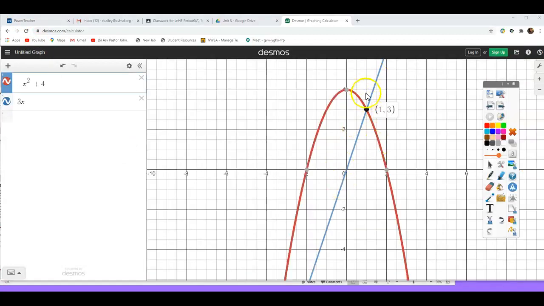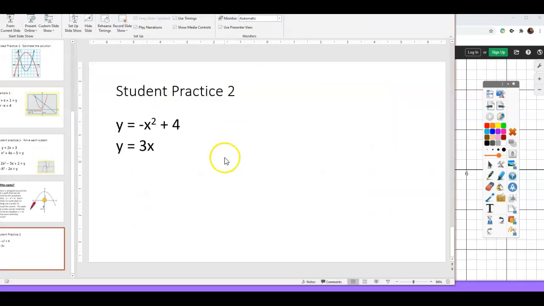And there you go. The blue line represents the 3x, and the red line represents the negative x squared plus 4. And you could just click on the place where they're crossing, and it tells you the answer. The answer is (1, 3). And you could have done that with our other problems that we did today too. But once again, on your homework and on your test, I still want you to show the work. You're welcome to use the technology to double check yourself, but this is what you should be getting, okay? Anyway, that's where we'll probably be stopping for today, and we'll move on to our next lesson.